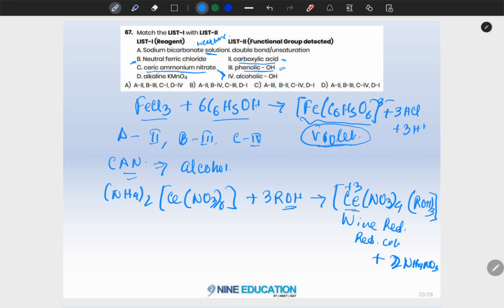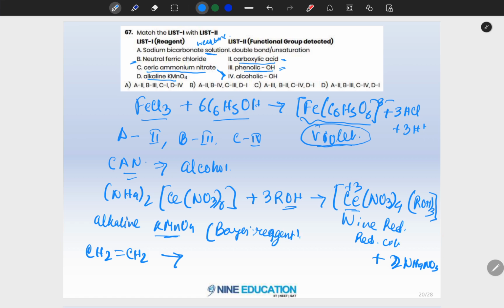Now let's check alkaline KMnO4. Obviously alkaline KMnO4 is basically used for carrying out the Baeyer's test, right? So with the help of alkaline KMnO4, we can determine the unsaturation of any group. So alkaline KMnO4 is a Baeyer's reagent. With the help of Baeyer's reagent, we can basically detect whether there is any presence of unsaturation in a particular organic compound or not.